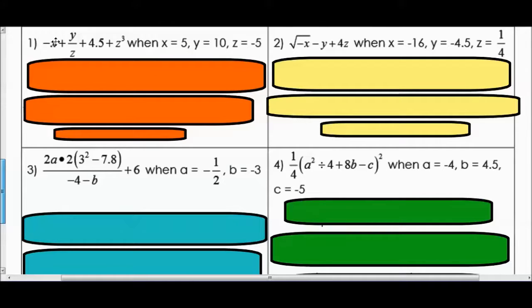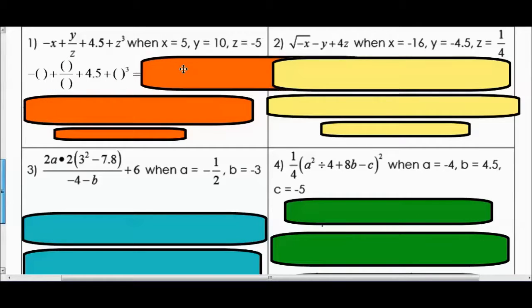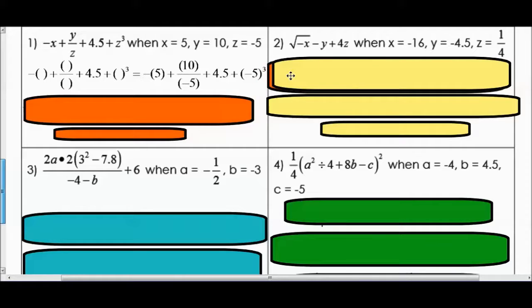Make sure you do it in parentheses, and then you could just follow PEMDAS to take it step by step. Alright, so on the first one, I'm going to start just by setting it up with parentheses. All I'm doing is putting parentheses in place of all of these letters. And then I'll take my x, y, and z and plug them in there. So really I haven't done anything. I've just substituted x, y, and z.